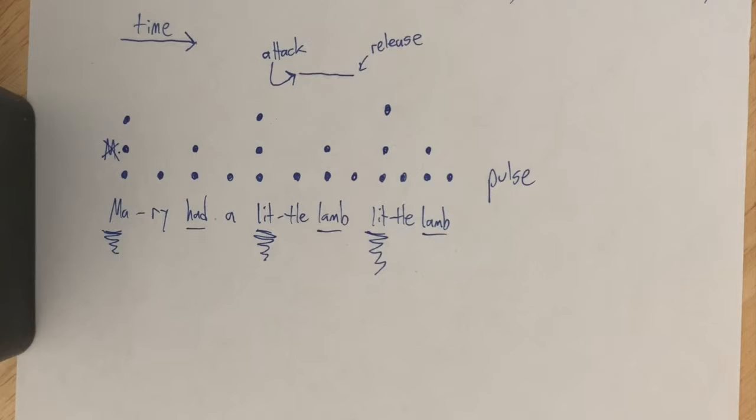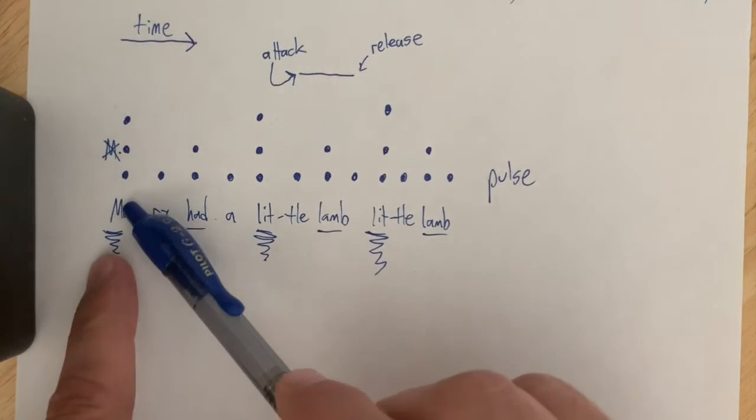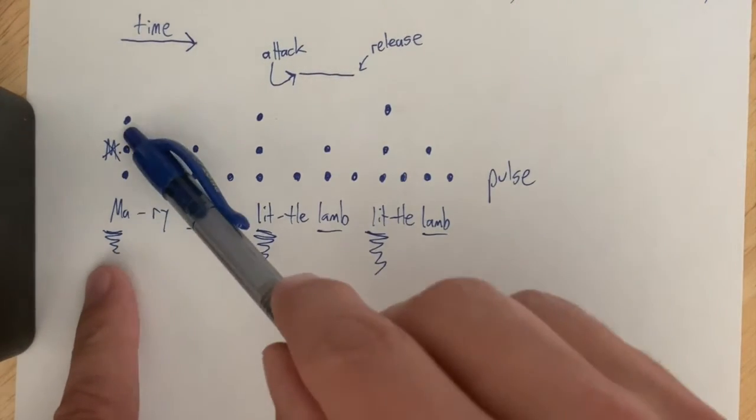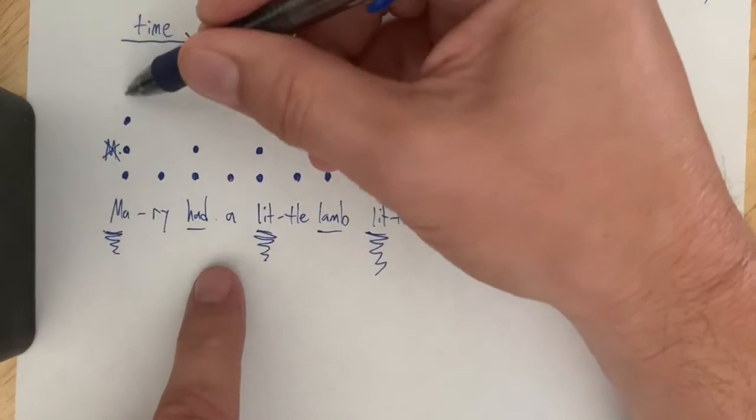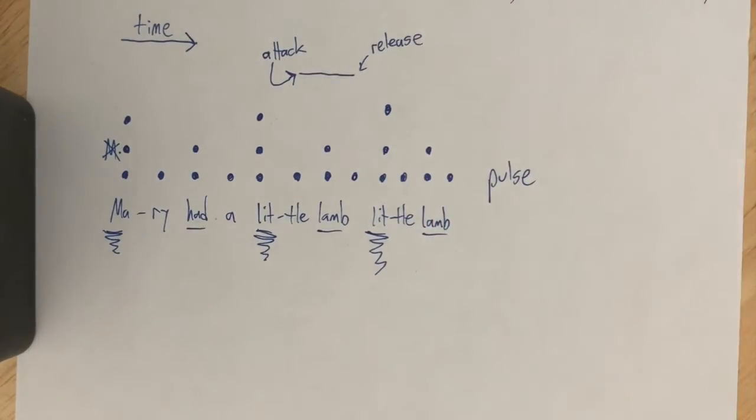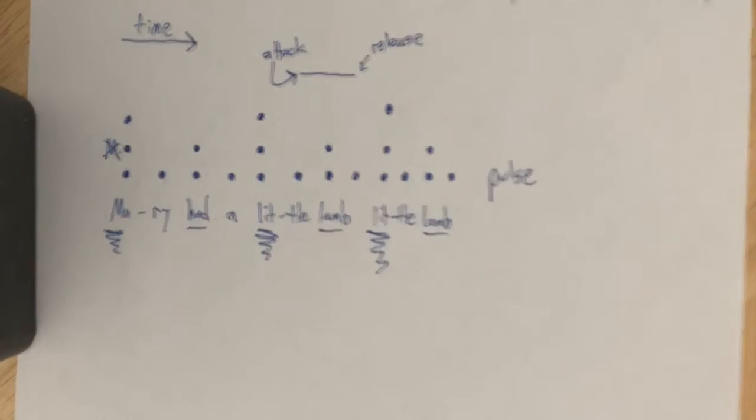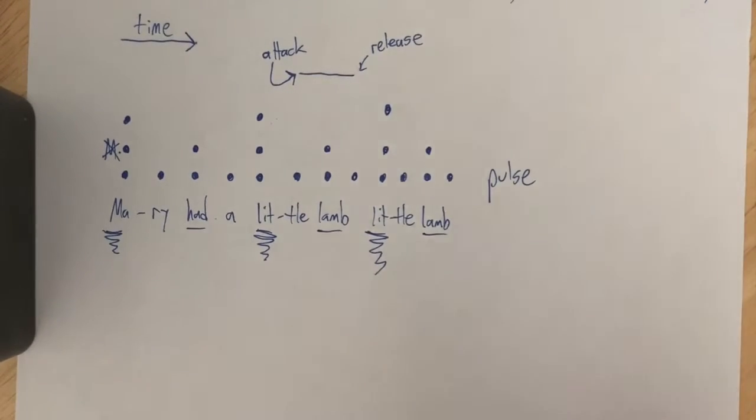I'm sure if you sing the whole song, Mary had a little lamb, Mary had a little lamb. I bet the two times you say Mary have a level of pulse that's maybe another layer or two up here. And we could also feel way faster pulses, right? Like Mary had a little lamb.